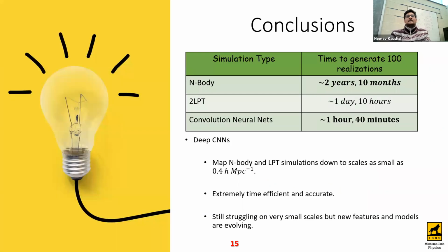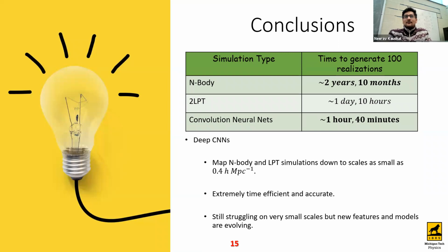Next. So my conclusions are as follows. Let's say I want to generate 100 realizations of the n-body simulation. By realization, I mean a copy, an ensemble in thermodynamic terms. N-body simulation takes roughly 2 years and 10 months to generate these 100 realizations, which is a lot of time. But it has the extreme benefit of being extremely accurate.